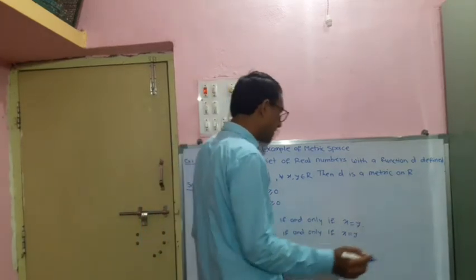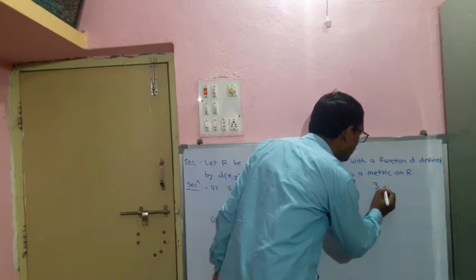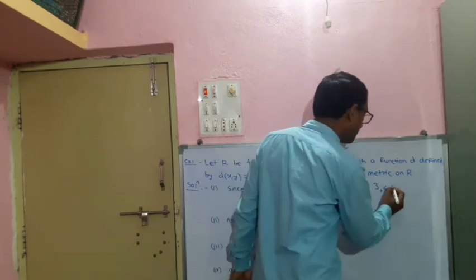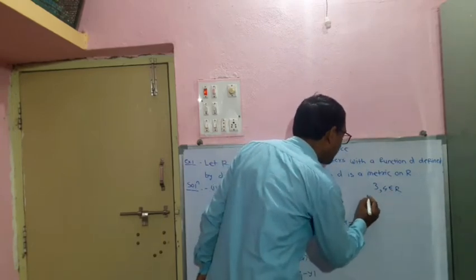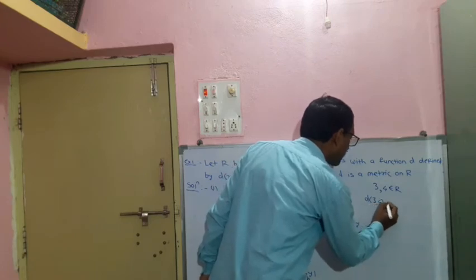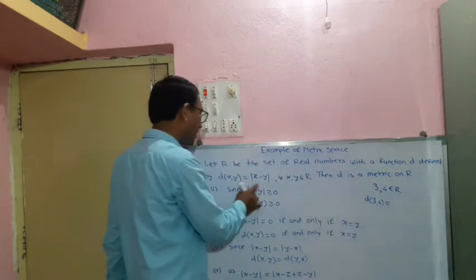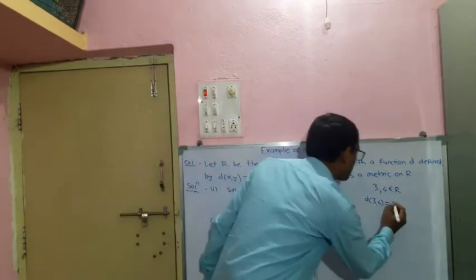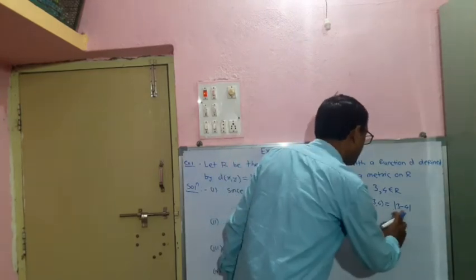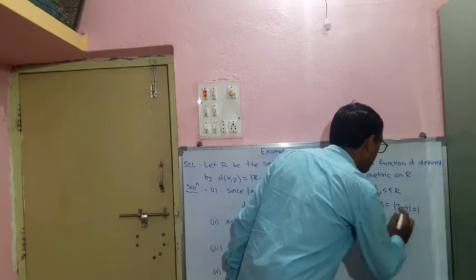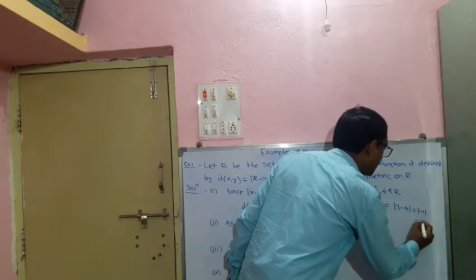Suppose I take an example of this function. Suppose I have 3 and 4, these are any 2 elements of R. So how do we find the value of d of 3 comma 4? d of 3 comma 4 is obtained just by this function formula. It is obtained by mod of x minus y. So mod of 3 minus 4, which is equal to mod of minus 1, and mod of minus 1 is 1.